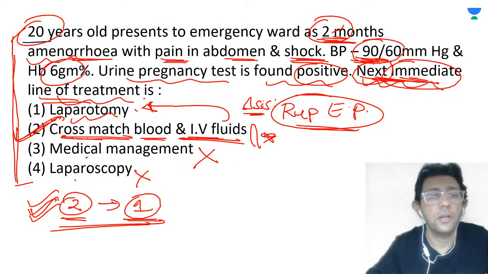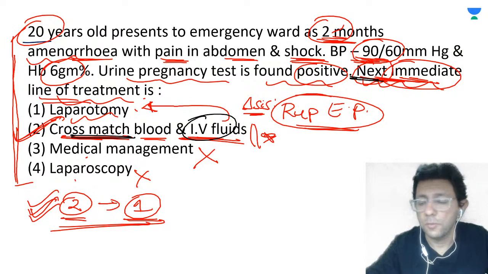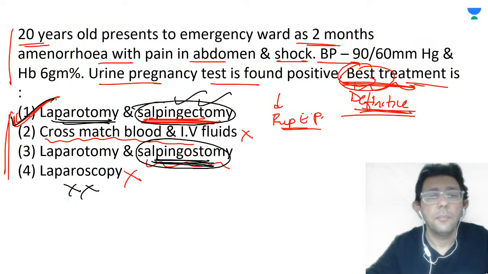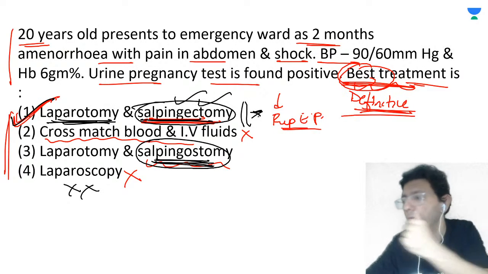So I quickly repeat what is the difference. Let's say the next immediate line of treatment is IV fluids and cross match, and the best treatment is laparotomy and salpingectomy. Yes or no? Thumbs up if all of you have understood this.